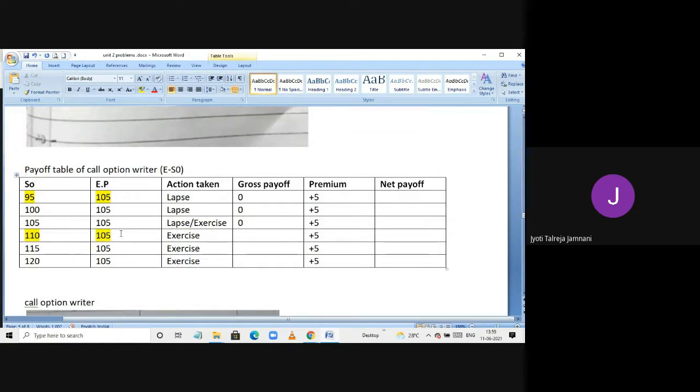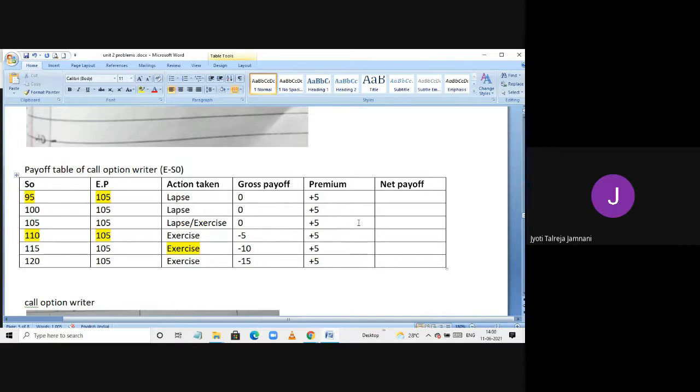So now just see. Mr. A is buying from the writer for 105. But if the writer would have gone to the market and sold, he could have sold for 110. So how much is he losing? 105 minus 110, minus 5 rupees is his loss because he is selling it to Mr. A. Similarly, in the next case, he is selling it for 105 to Mr. A because Mr. A has decided to exercise. So if Mr. A exercises, the writer has to give it for 105. But if he would have gone to the market, he could have sold it for 115. So 105 minus 115, his loss is minus 10. And in the last case, 105 minus 120, his loss is minus 15.